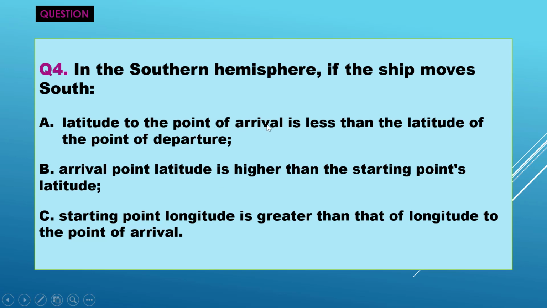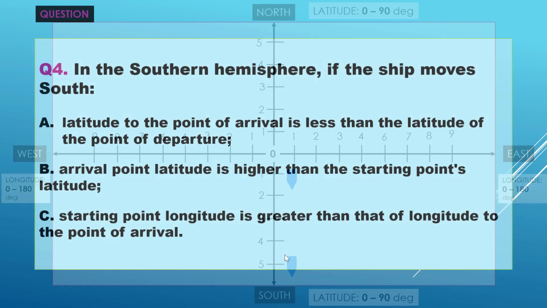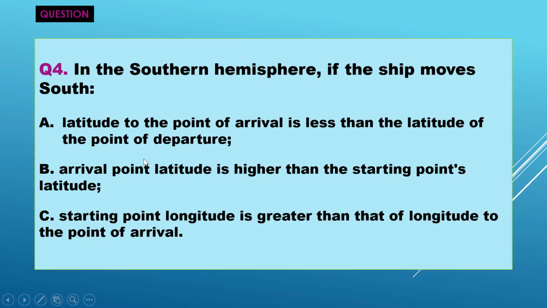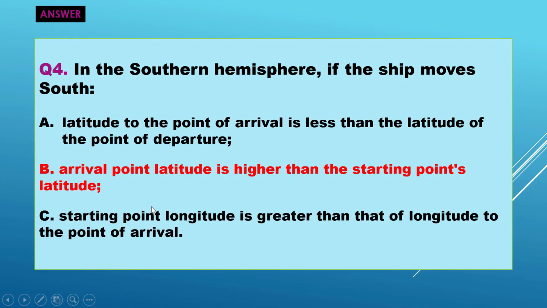Latitude to the point of arrival is less than the latitude of the point of departure. This is false because arrival point latitude is higher. It is not less. So arrival point latitude is higher than the starting point latitude, which is correct. 5 is higher than 1. So that gives us our correct answer. Arrival point latitude is higher than the starting point latitude.